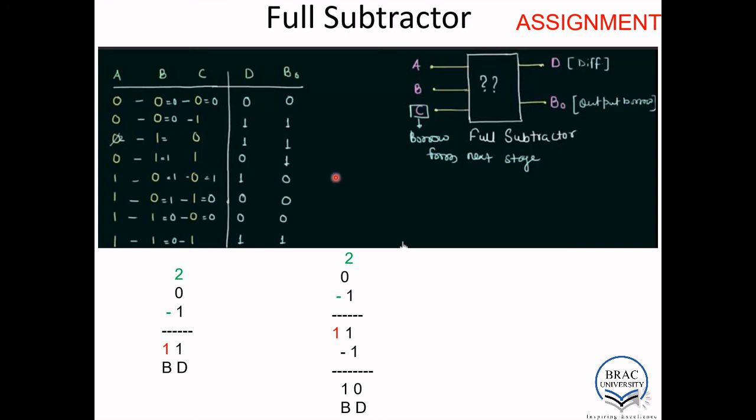So now you need to find the equations for D and B naught. You need to do the K-map for them and you can find the equation. And whenever you find the equation, you need to draw the schematic diagram. So that will be your full design for the full subtractor. So this is your assignment. I suggest you do it by yourself.